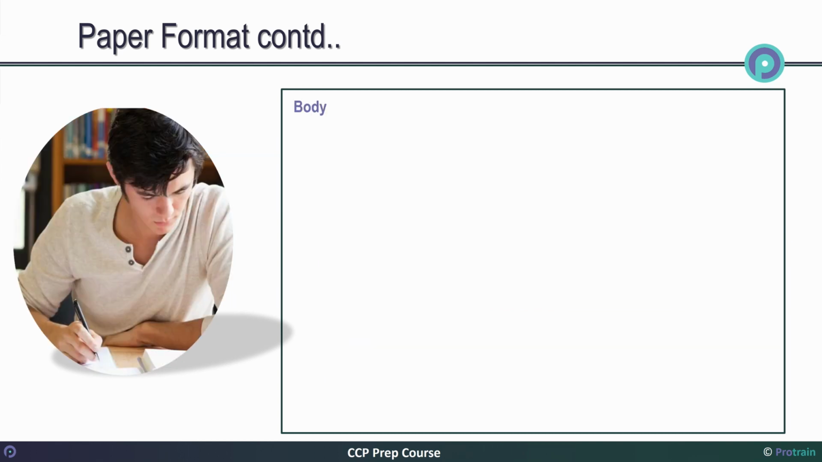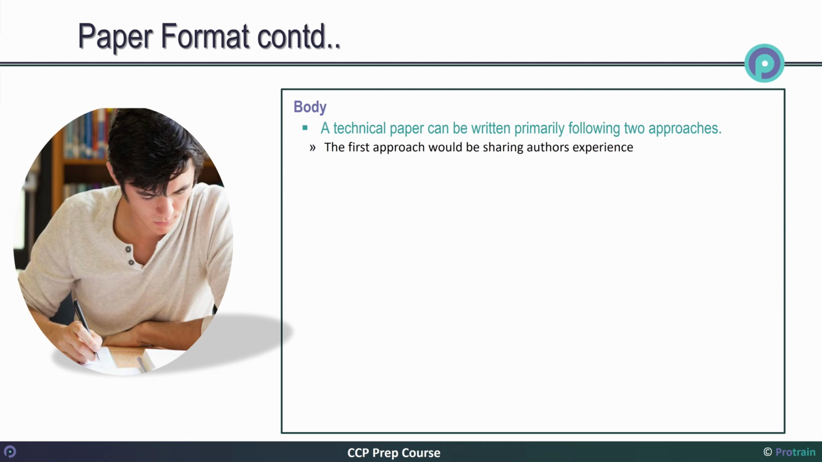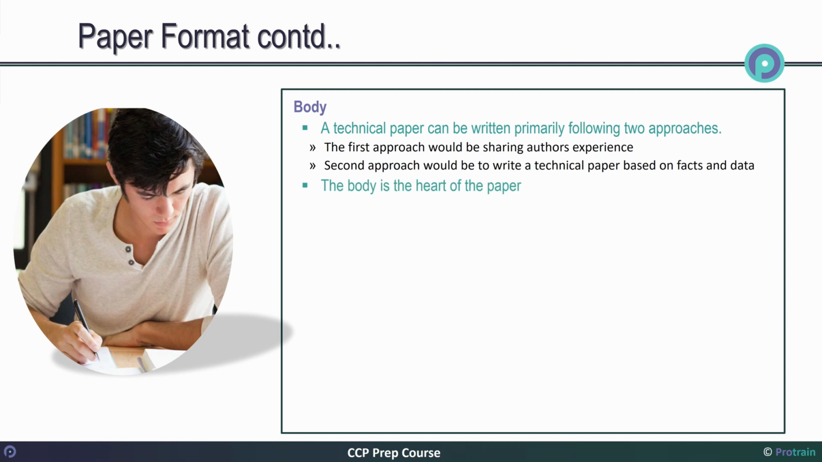A technical paper can be written primarily following two approaches. The first approach would be sharing author's experience on a theme covered under Total Cost Management Framework. Second approach would be to write a technical paper based on facts and data. Such data may be available to the author, or collected by author to write the technical paper. In both the approaches, the body is the heart of the paper.